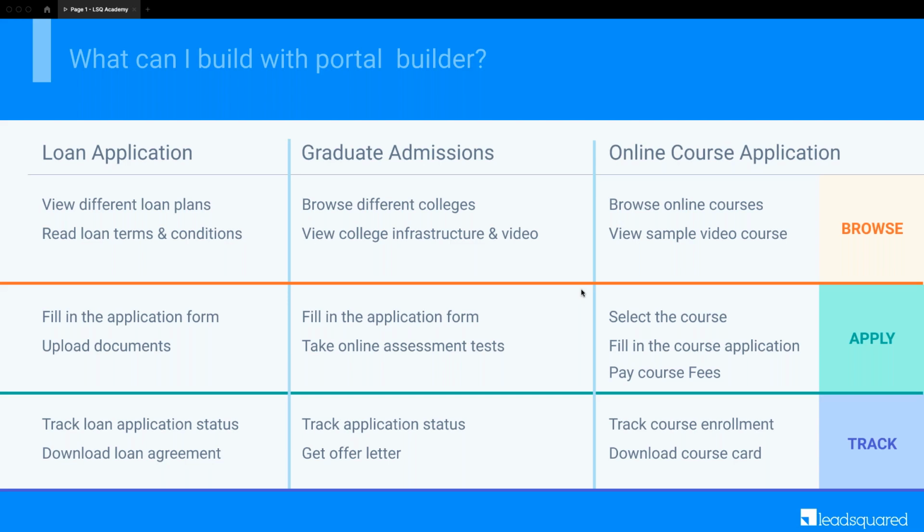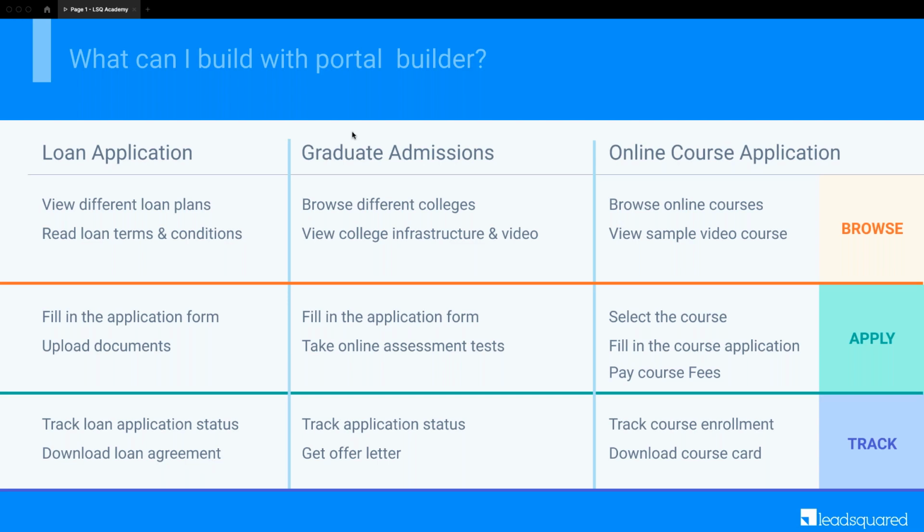Ideally in loan application portals, you would want your applicant to come to your portal, view different loan plans, read the terms and conditions of your loans, fill out the application form once they are interested in some kind of loan plan, and upload the relevant documents. And once they have applied for a loan, they can track the loan application status and finally download the loan agreement once it is approved.